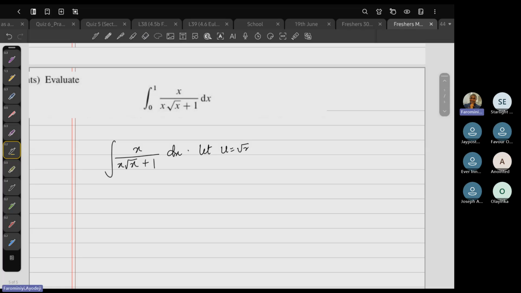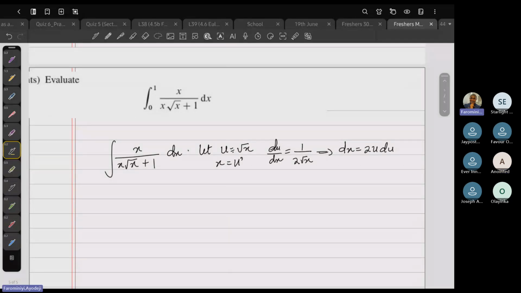When you want to do u substitution, remember the steps that I wrote out yesterday. After you have identified the u, the next thing is to take the derivative. So du/dx, what's the derivative of square root of x? It's just 1 over 2 root x. So that means dx is equal to 2u du, because that is 2 root x du. And if u is equal to square root of x, what is x? U squared. Thank you.